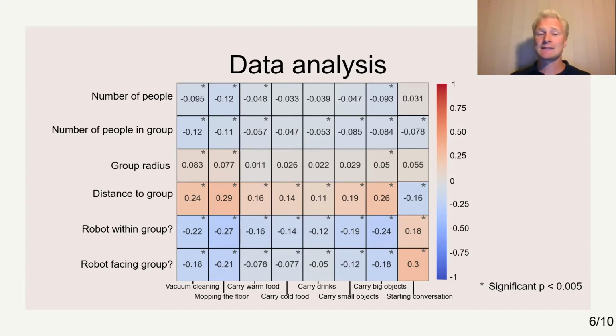On the other hand, actions like starting a conversation are deemed to be appropriate when the robot is standing within the group or when the robot is facing a group. We also see that the distance to the group is relevant for the appropriateness of the different actions: it is less appropriate to start a conversation if the robot is far from a group, and it's more appropriate to do intrusive actions when the robot is far from a group.